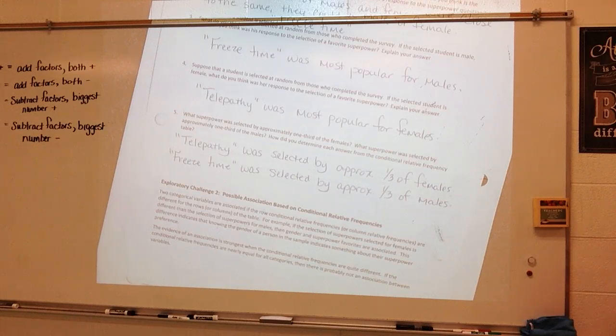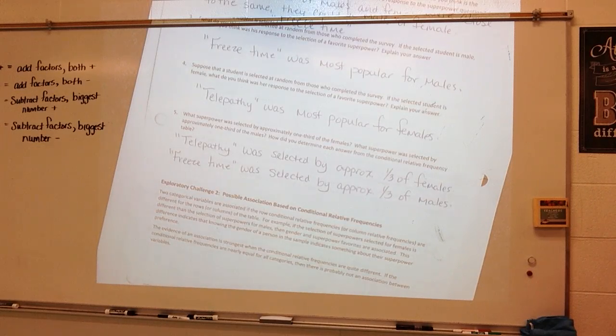Determine each answer from the conditional relative frequency table. We just multiplied, and you think about 1/3, that's 0.3333. So we could look at our decimals and see which one's closest to that decimal, or we took 1/3 of the total number of students. All right.